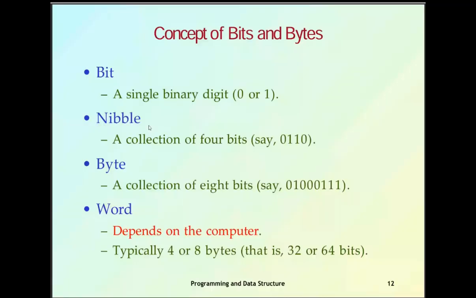Similarly, the collection of 2 nibbles, or a collection of 8 bits, we call a byte. Now there is another nomenclature that we follow, which is the word. This word basically depends on the computer. In my PC, if it is a 64-bit operating system, then a word is of size 8 bytes. But earlier PCs used to have a 32-bit system, where a word means 4 bytes. So 4 bytes for a 32-bit system and 8 bytes for a 64-bit system.